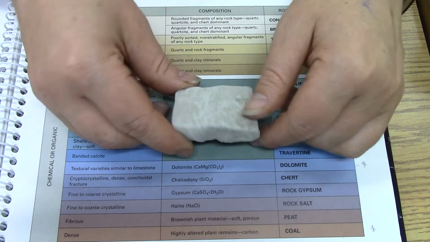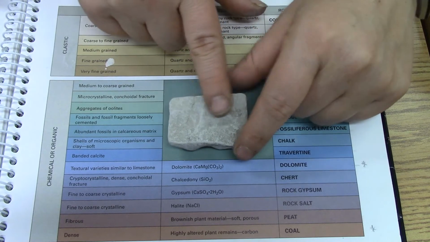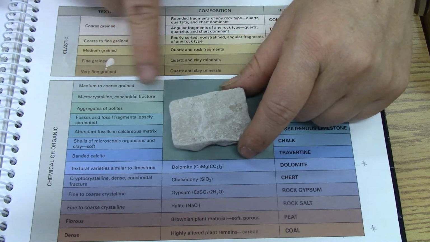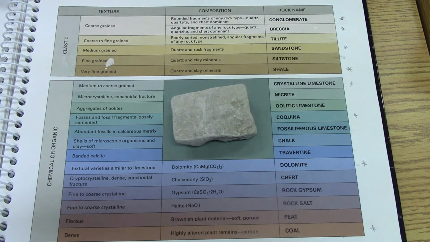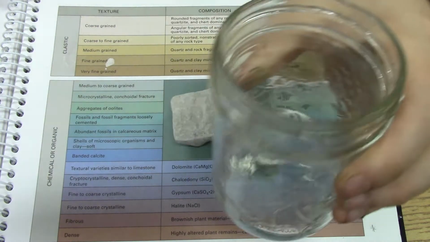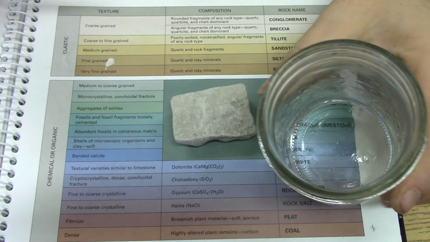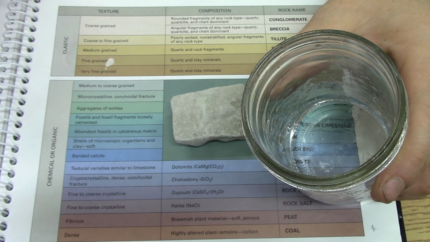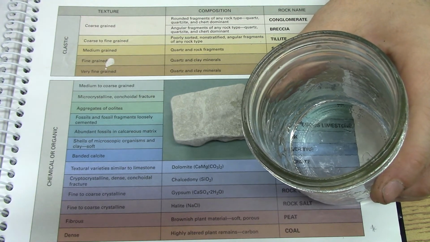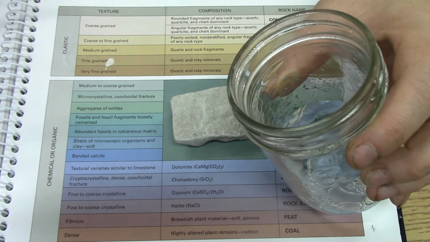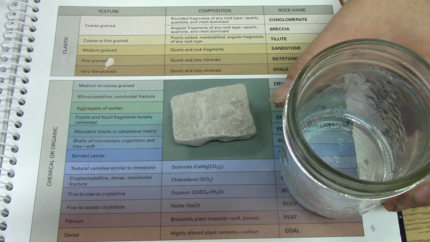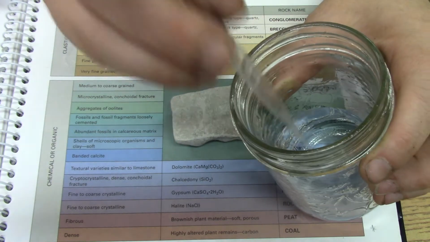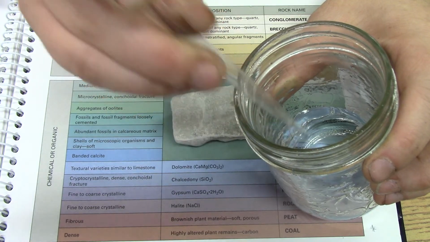Limestone is medium to fine, medium to coarse grained. And because it's made of calcite, it will react with an acid. So I have, this is 10% acetic acid. So this is vinegar, but it is 10% vinegar instead of 5% vinegar. I haven't tried it with 5% because I didn't have any here, but I will try it with 5%. But it will fizz.